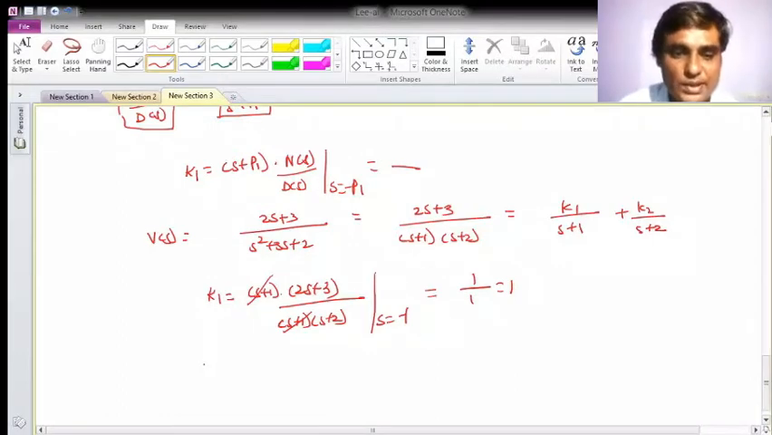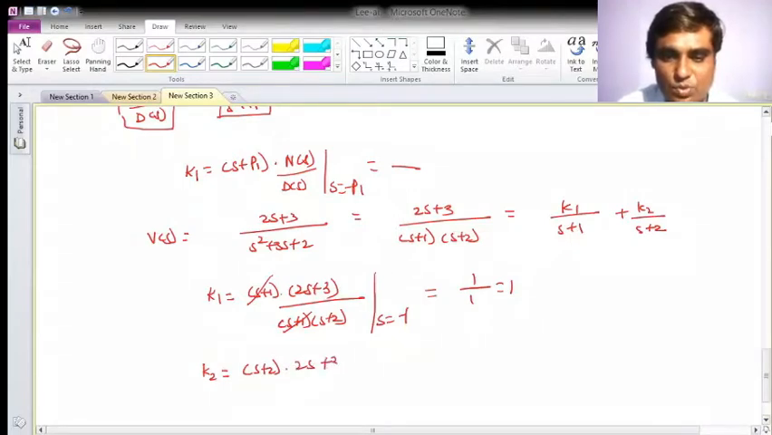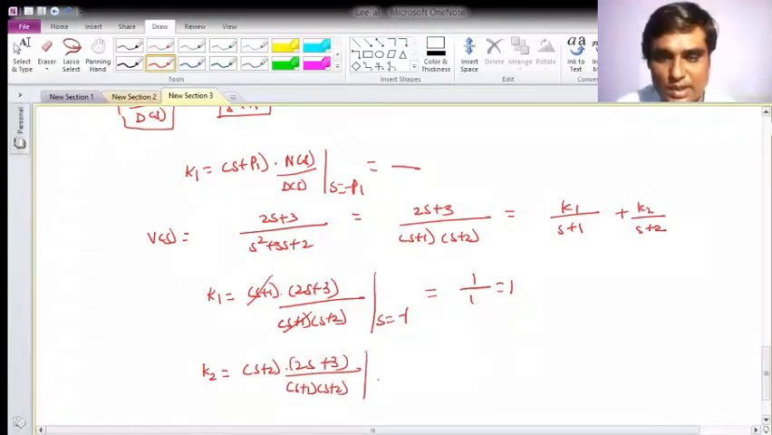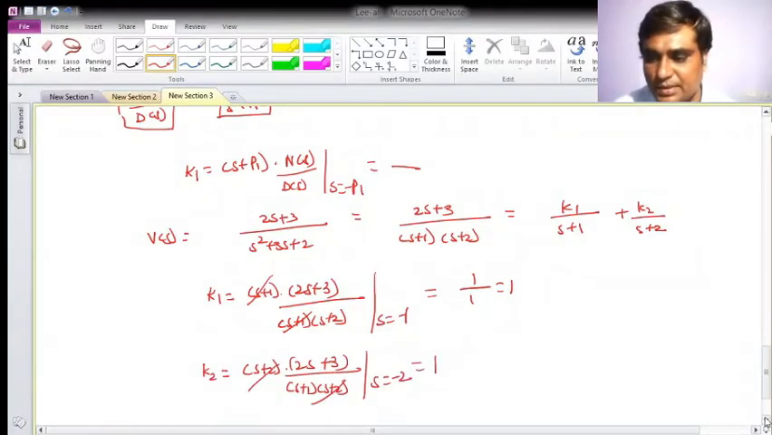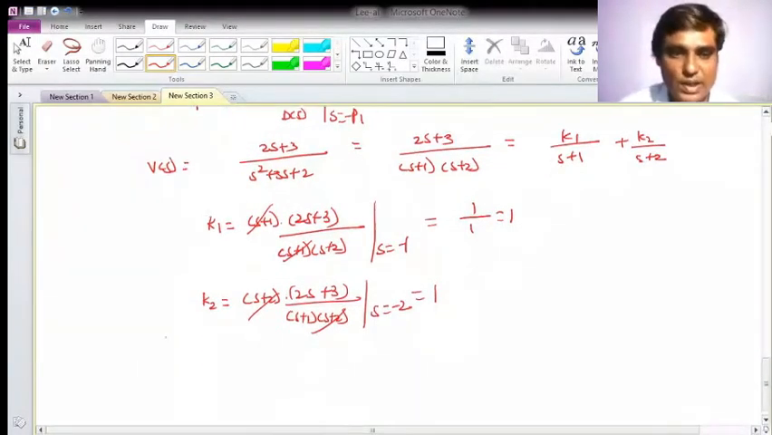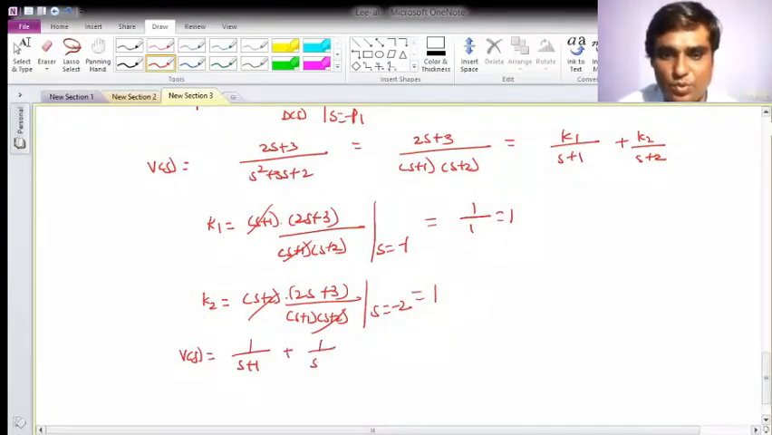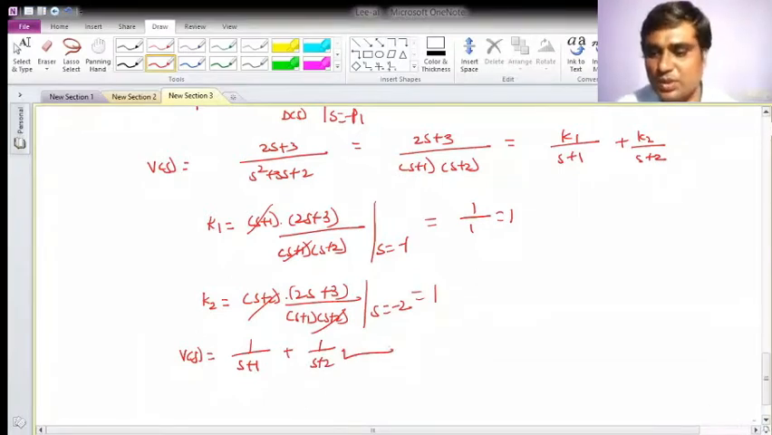Got it? Okay. Similarly, if I would like to find k2, again the same: multiply by s plus 2 with N of s over D of s, which is 2s plus 3 over (s plus 1)(s plus 2), and evaluate at s equal to minus 2. So this is again 1. That's the way you can find the residues. So it will be 1 over s plus 1 plus 1 over s plus 2. Got it? So you can do it that way.